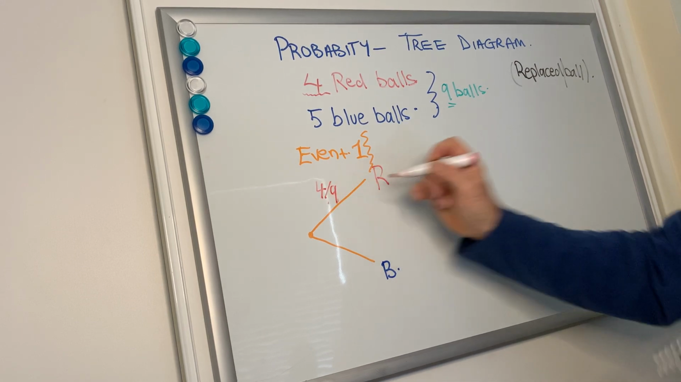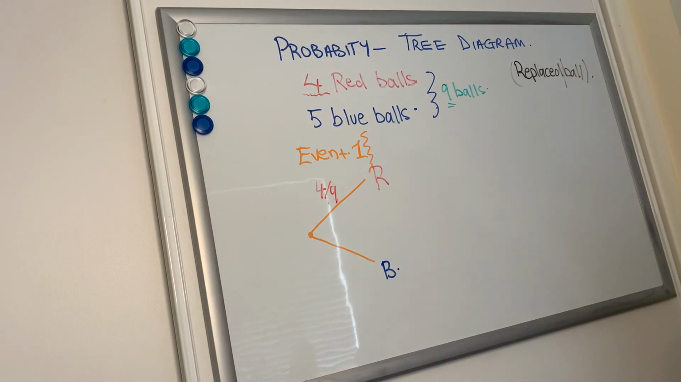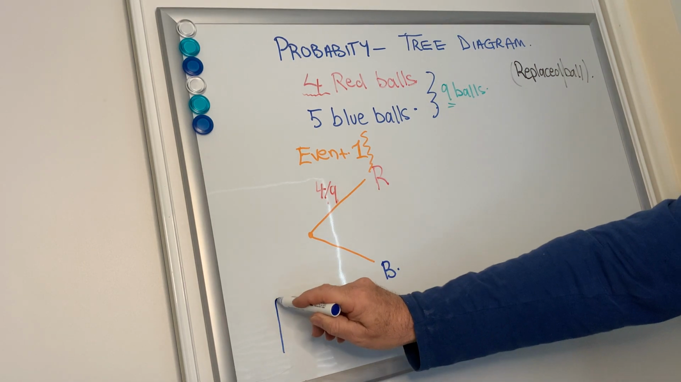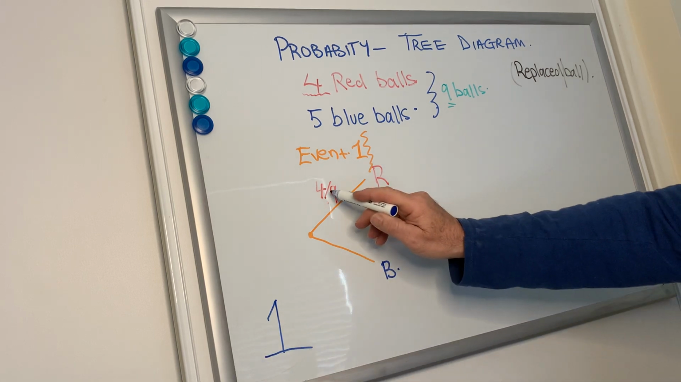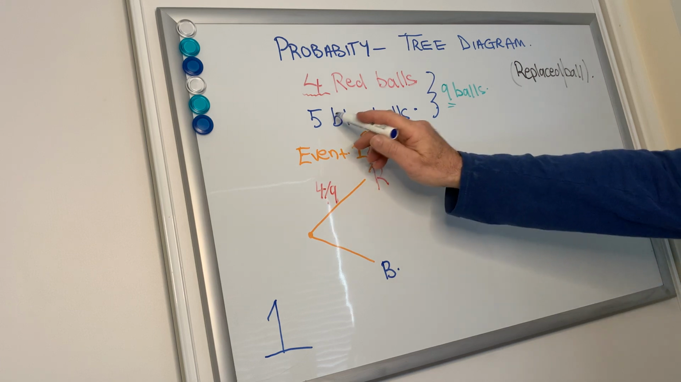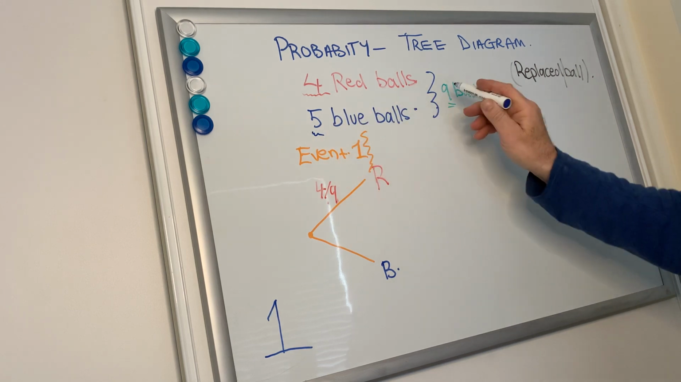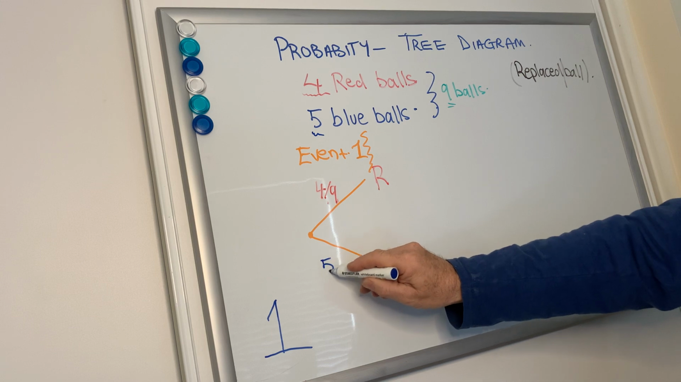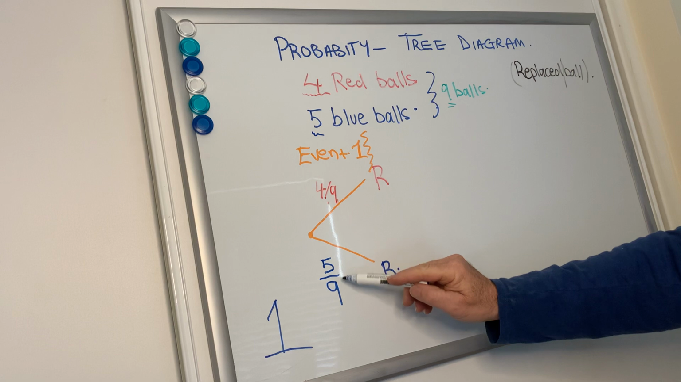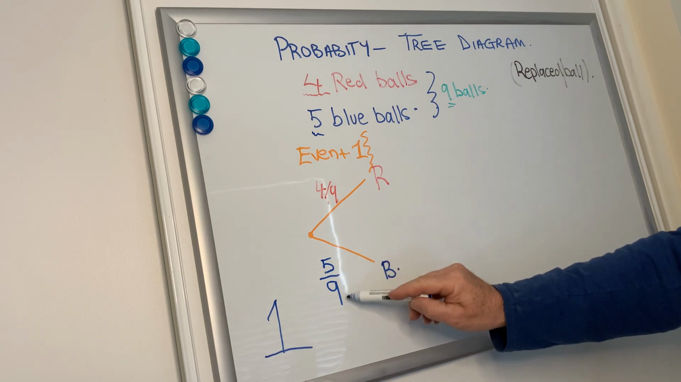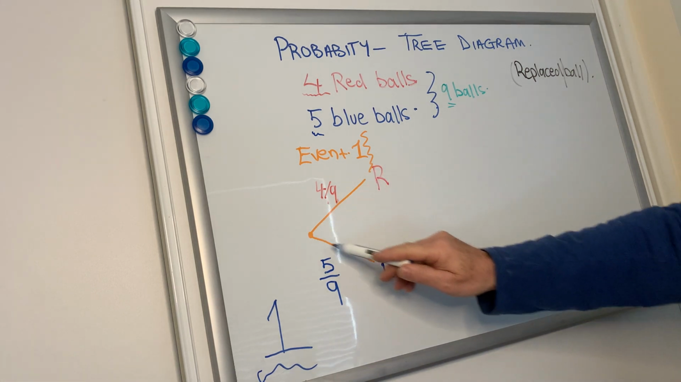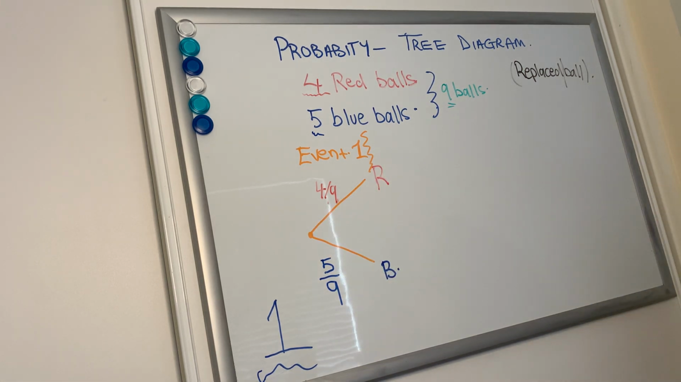Now, what's really important to realize is that this branch plus this branch must total 1. So 4 over 9 is the probability of the red balls, and there's a probability of 5 over 9 for blue on the first event. So 5 over 9 plus 4 over 9 is equal to 1. So that's correct. Just make sure you're aware that the branches must total 1 in each of the events.